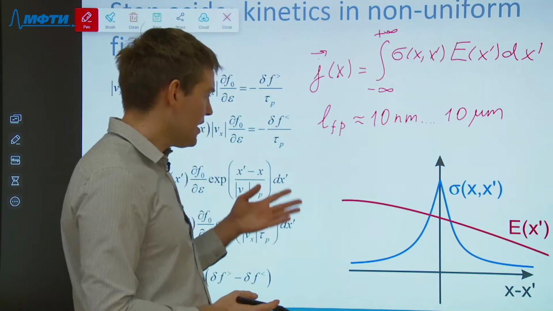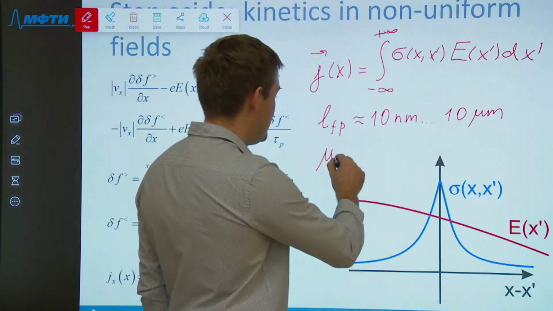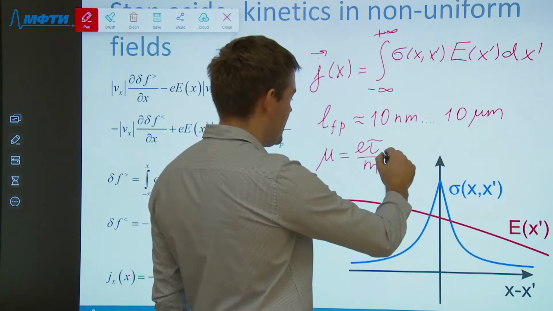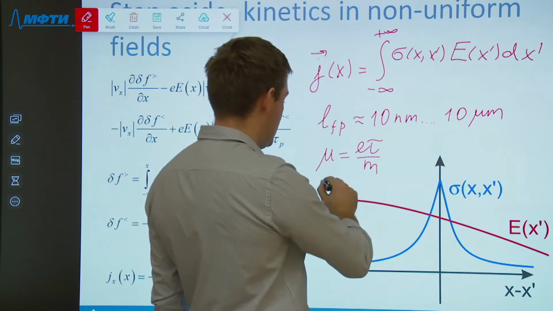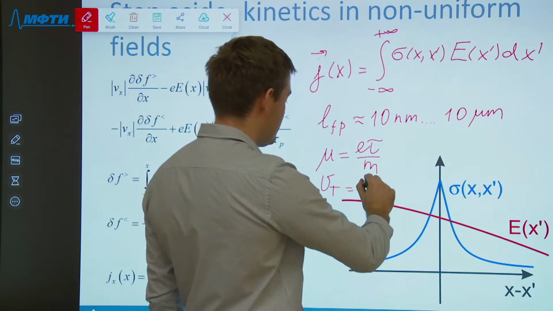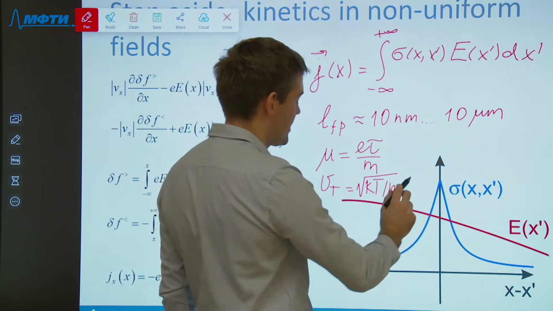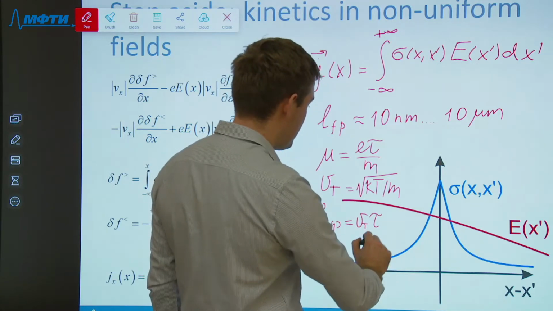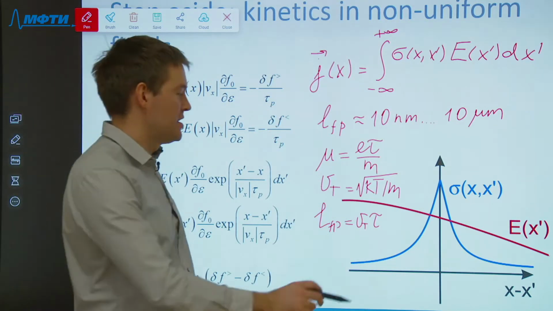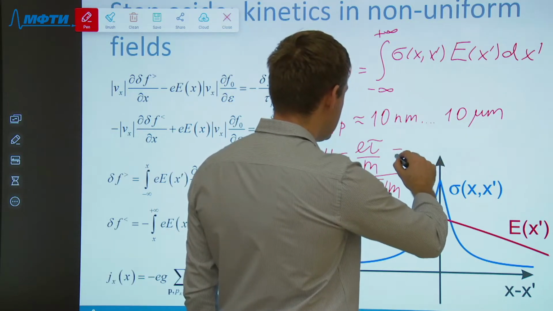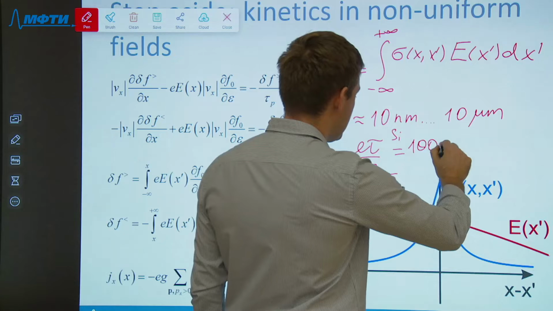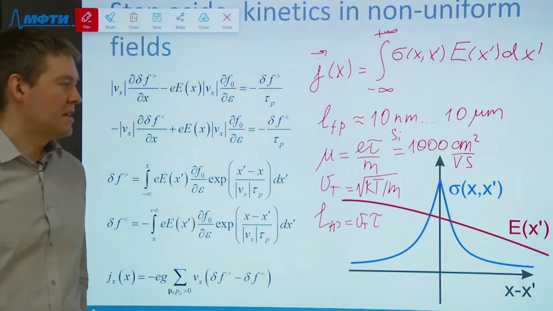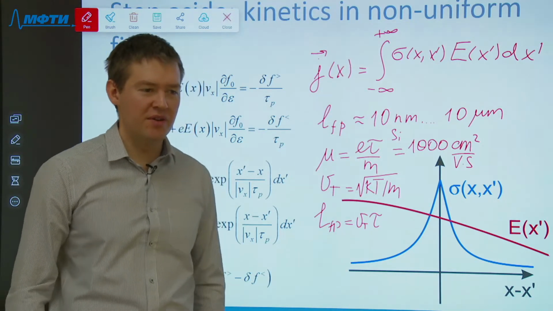Actually, you can estimate this mean free path from mobility, because mobility is e tau divided by m, where tau is the momentum relaxation time, and the characteristic thermal velocity of an electron in a semiconductor is the square root of kT over m. So the free path is the thermal velocity multiplied by the momentum relaxation time. It's a good home task to estimate the free path at room temperature in silicon, where the mobility equals 1000 centimeters squared per volt per second. Just take this estimate and remember it for your future purposes.